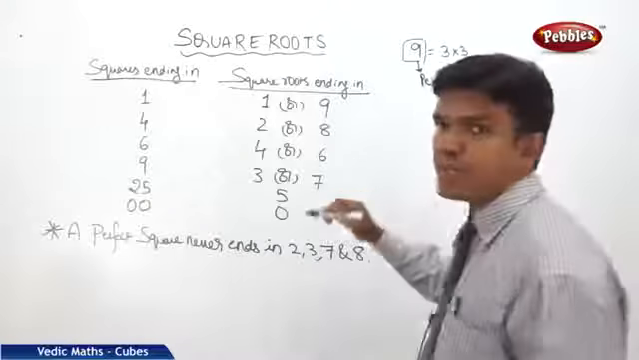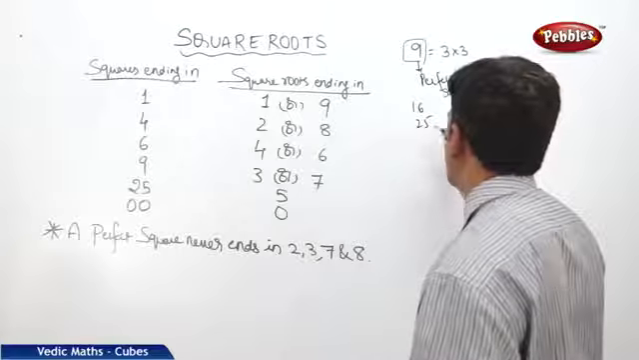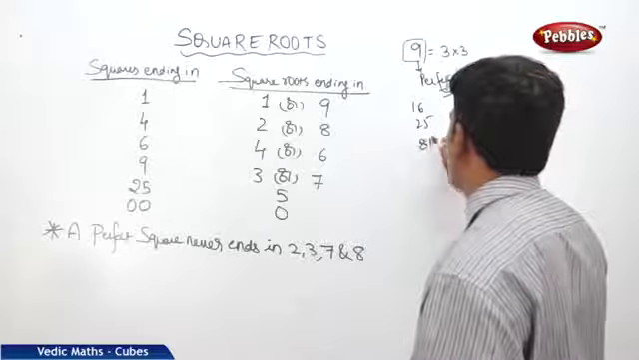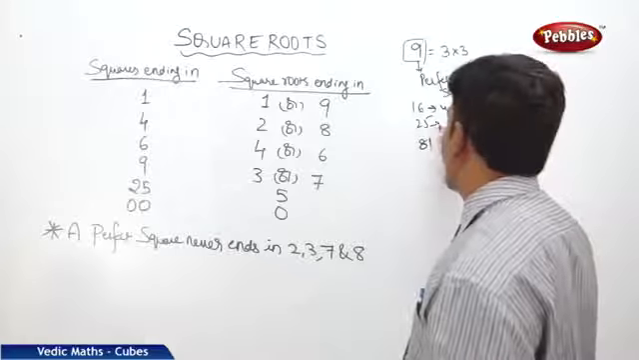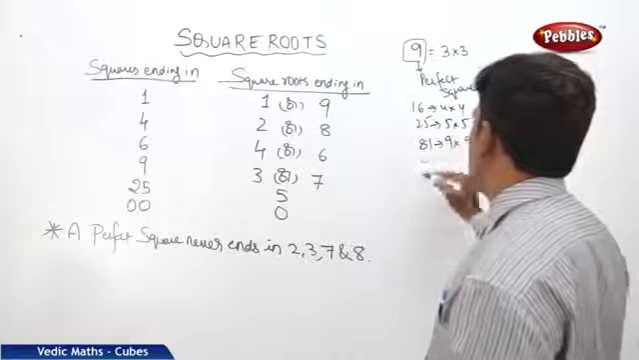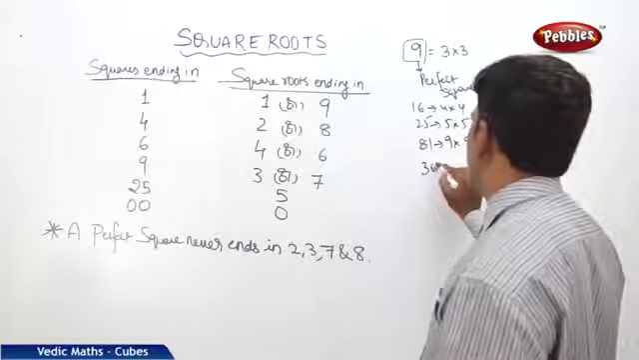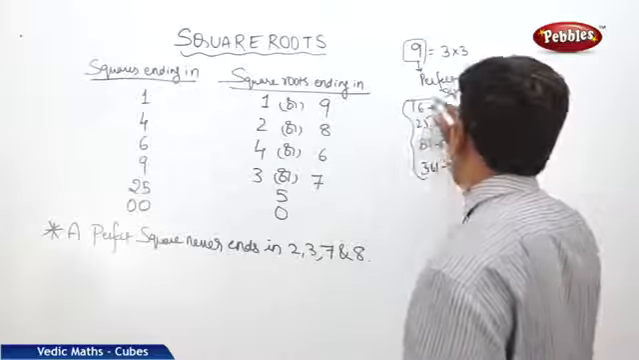So examples of perfect squares are 9, 16, 25, and 81. What is 16? 4 into 4. You can write it like that. 25 means 5 into 5, product of same two digits. 81 means 9 into 9. Let us take 361, that means 19 into 19. So like this, all these are perfect squares.